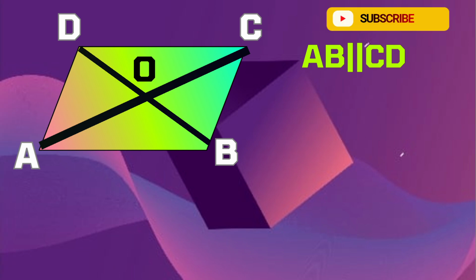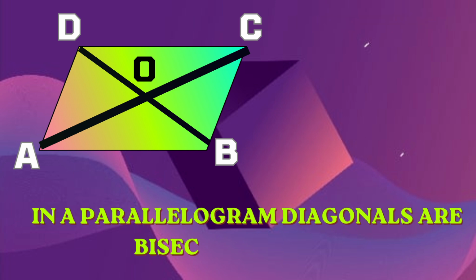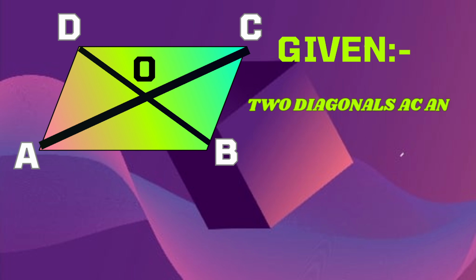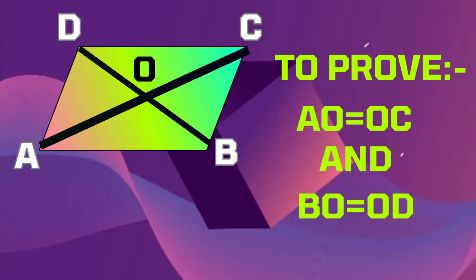The statement of the theorem: in a parallelogram, the diagonals of the parallelogram bisect each other. Given the two diagonals AC and BD of the parallelogram ABCD intersect each other at the point O. Prove AO equal to OC and BO equal to OD.